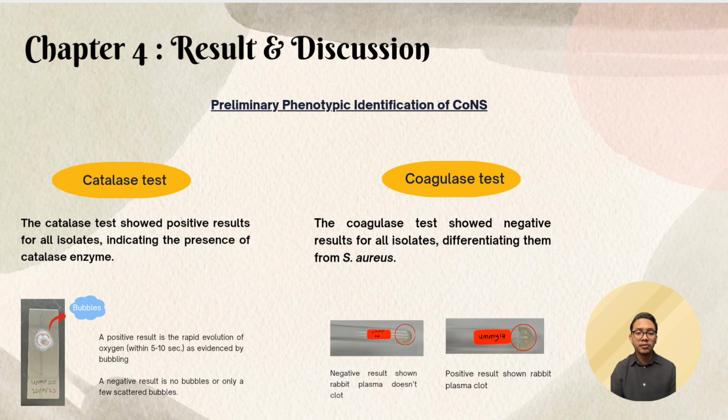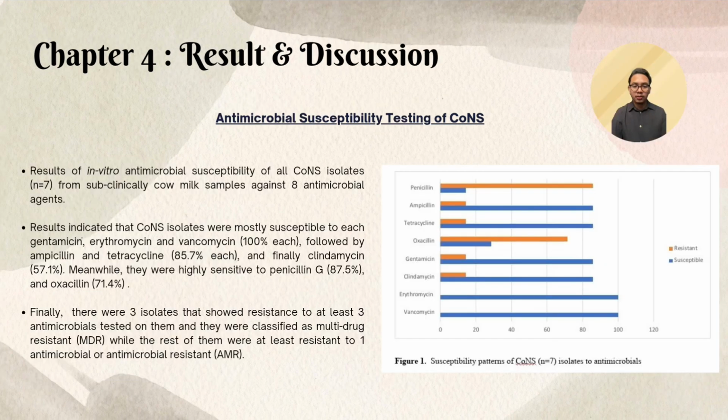The result of biochemical tests revealed that they all show positive result in catalase test, while negative result in coagulase test. Therefore, we will confirm that the isolates were coagulase negative Staphylococcus species. Then we proceed with antimicrobial susceptibility testing.